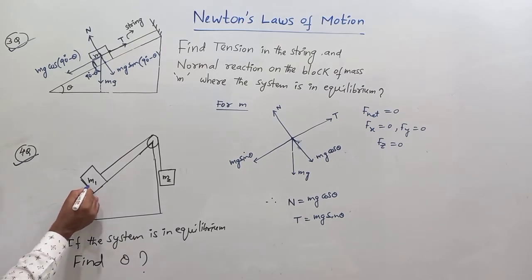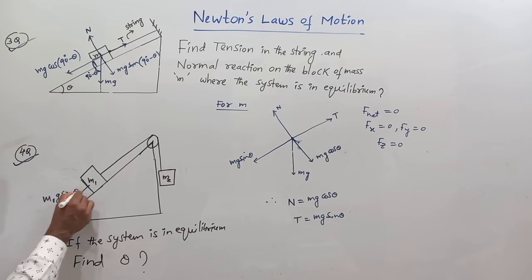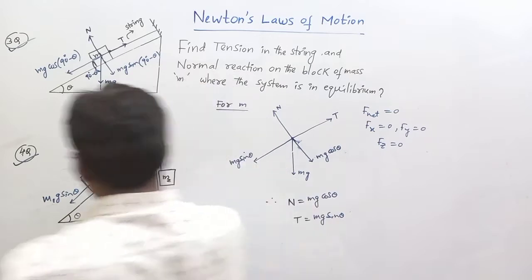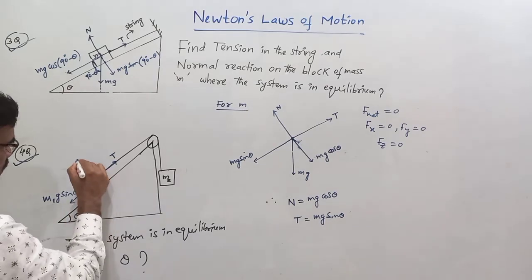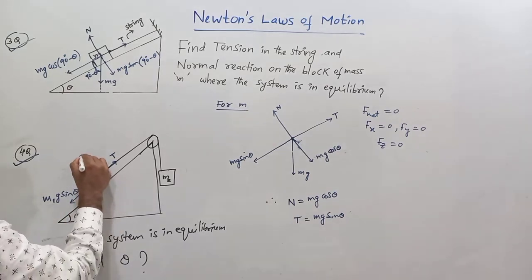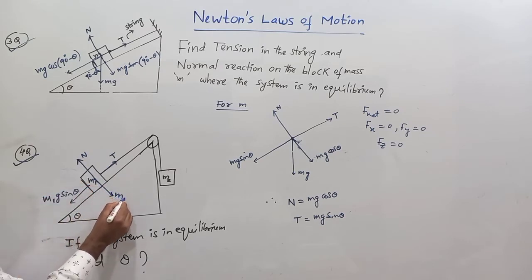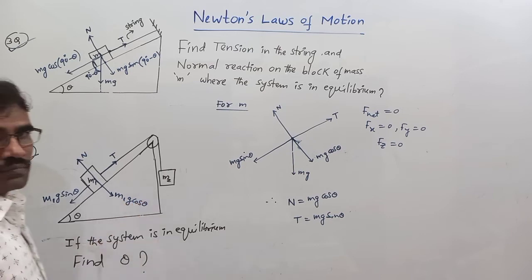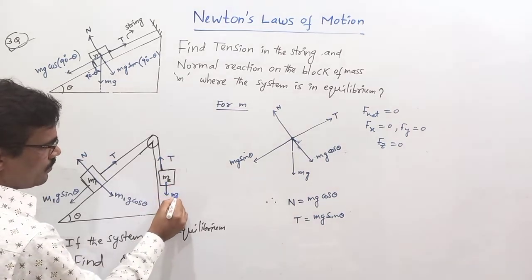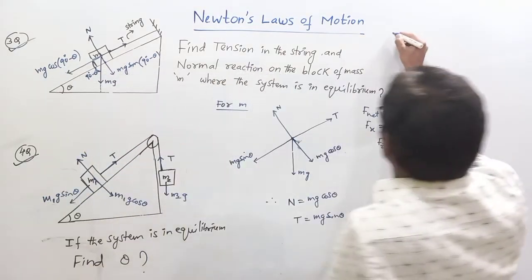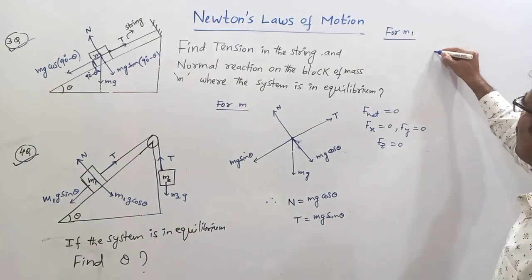Here on M1, one force is this side, one is M1g sin theta. Then this side is tension, sir. Here normal reaction, normal to the surface. Here this side, M1g resolved: M1g cos theta. Here tension this side. Free body diagram for M1.